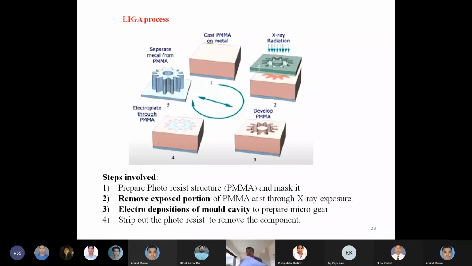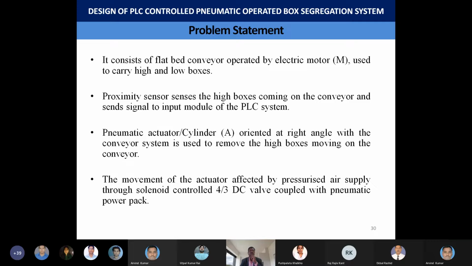Now, another important component is the PLC controller, which is very commonly used in mechatronic systems. Here I have a case study of our student project, in which we designed a PLC controlled pneumatic operated parts segregation system. This is very commonly used in automated manufacturing systems.